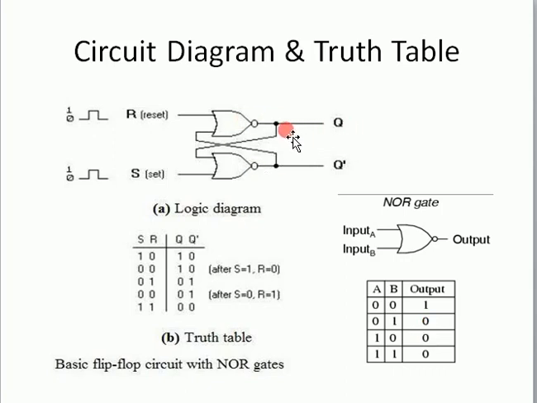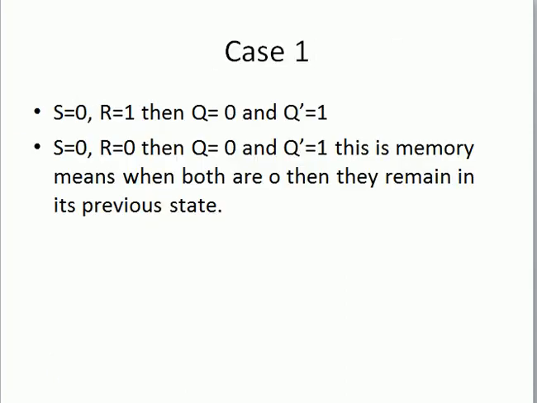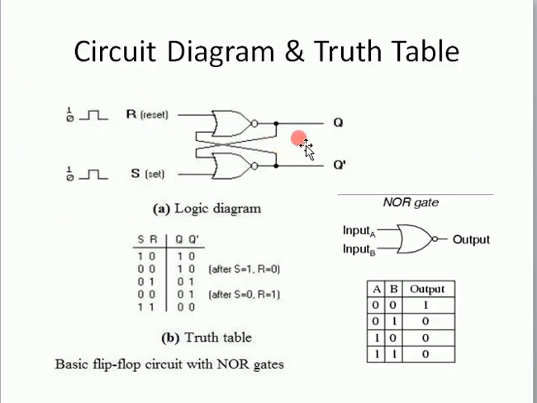Now see this, in case 1, the previous Q is equal to 0, that has been stored in it. So Q is equal to 0, and S is equal to 0, so 0 0 is equal to 1, so Q complement is equal to 1. So when 0 0, the Q is 0 and Q complement is 1. Previously we also had the output 0 1, and now again we have the output 0 1.